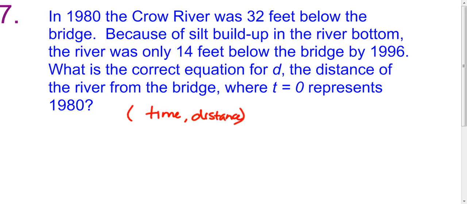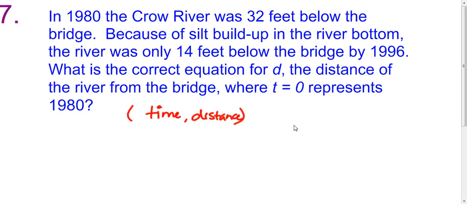I want to list my time as my x coordinate because it's my independent variable. My distance is my dependent variable, or my y variable, because how far above or below the bridge the water level is really depends on what year it is. The water level is changing by time, okay? As time passes, the water level changes. So you need to have the distance as your y because it's dependent on time, okay? So that's why we're listing it that way.